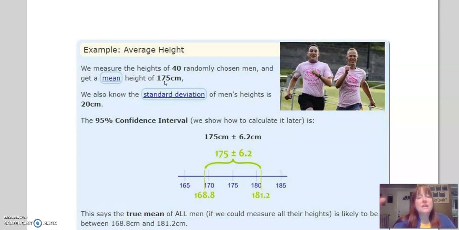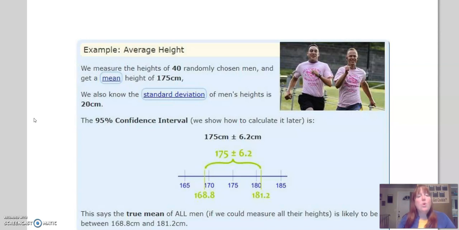And what we're thinking is if this is a representative sample of men, then we're pretty confident that the population mean is going to be somewhere near 175. It's not going to be exactly 175, right? Because these 40 men that we picked don't exactly represent our population. They just represent as much of our population as we possibly could, okay?